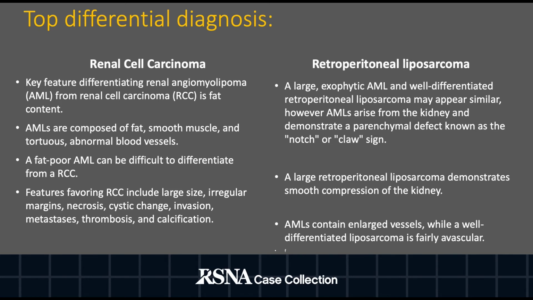Also included in the differential is retroperitoneal liposarcoma. A large exophytic AML and well-differentiated retroperitoneal liposarcoma may appear similar. However, AMLs arise from the kidney and demonstrate a parenchymal defect known as the notch or claw sign. A large retroperitoneal liposarcoma demonstrates smooth compression of the kidney. AMLs contain enlarged vessels, while a well-differentiated liposarcoma is fairly avascular.